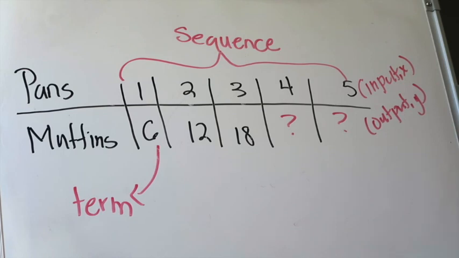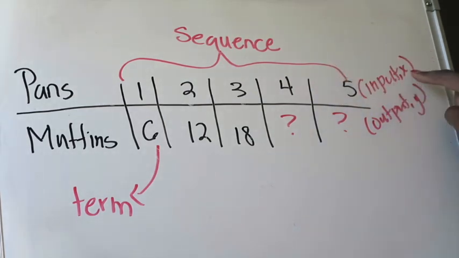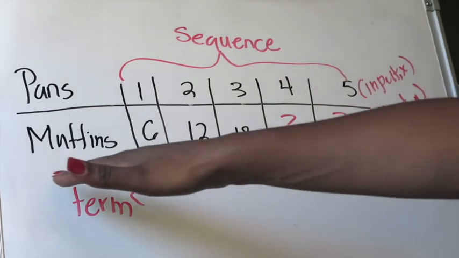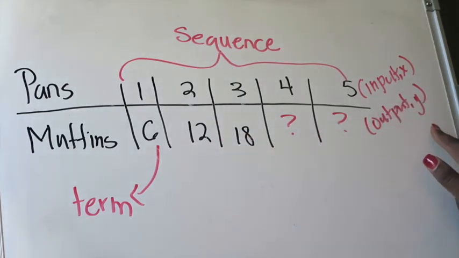You don't have to worry about that too much. I'm just introducing those terms to you because that explains why it's sometimes called an input-output table, and because I know those are the terms they're going to use in math come 5th grade for sure. I'm not certain about 4th grade, but I know when I taught 5th grade that that is the vocabulary they use. So this sequence called pans would be your input or x value. This sequence titled muffins would be your output or y values. So those are the parts of a function table.